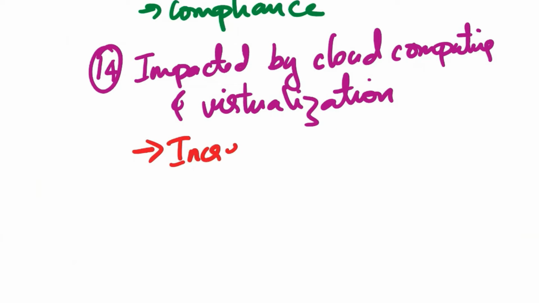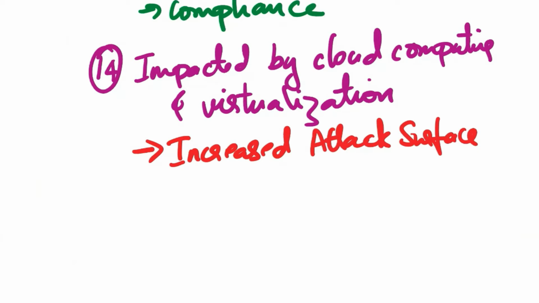First one, increased attack surface. Cloud computing often involves the use of virtual machines, containers, and other virtualized resources. These technologies can increase an organization's attack surface as there are more entry points for potential attackers. Each virtual instance can introduce its own set of vulnerabilities that need to be identified and managed.